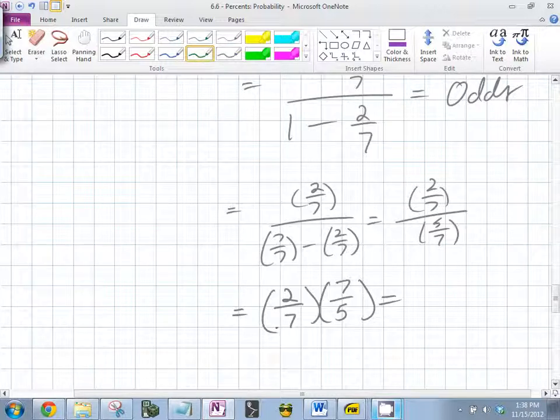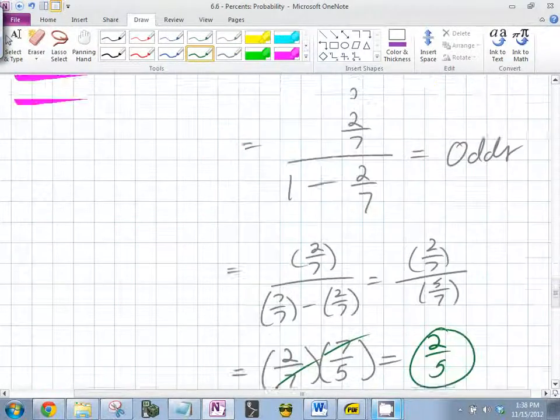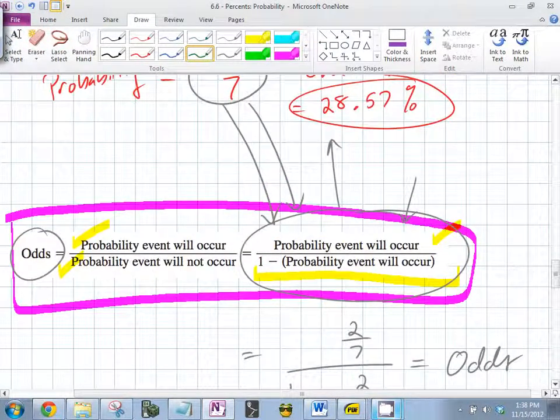So if you want to convert from probability to odds, all you need to know is the probability that an event will occur. You take that, you plug it into this formula right here, very important, and you will get the odds.